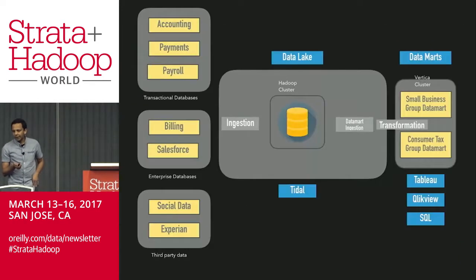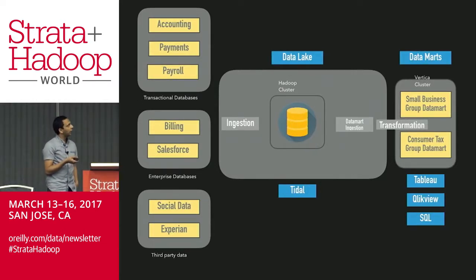So let's get started. As promised, this is a high-level overview of the data pipeline at Intuit. On the left, this is pretty traditional, so there are no surprises here. You'll see some transactional databases which correspond to each of the products we have at Intuit, like accounting, payments, and payroll. We have some enterprise databases like billing and Salesforce. And then we have third-party data like SEO data, social data, or data from our different vendors.